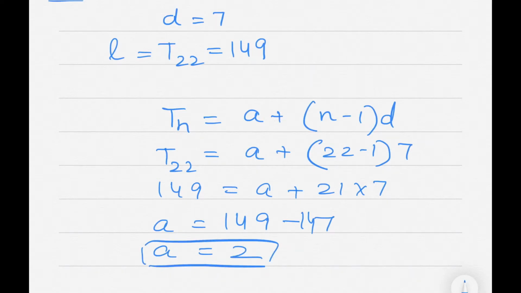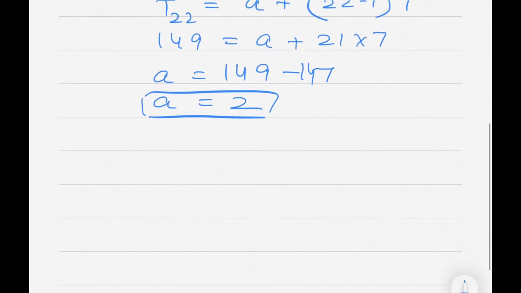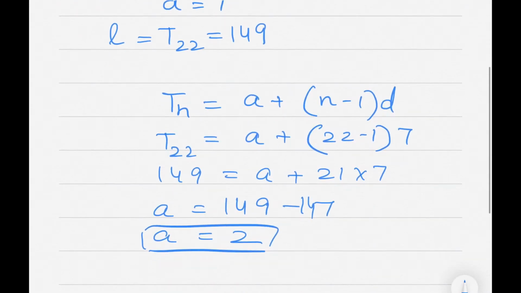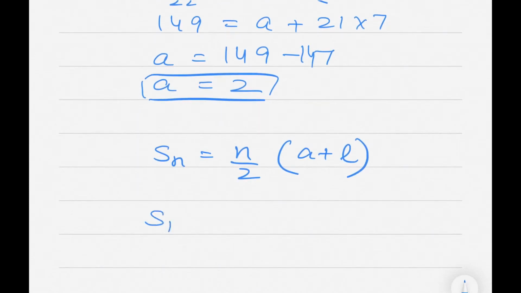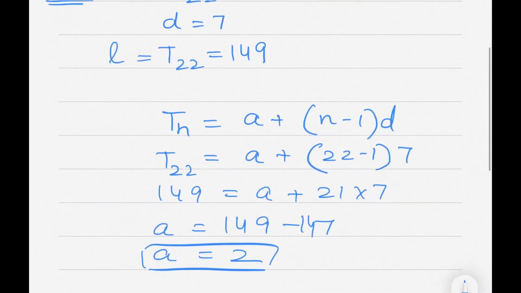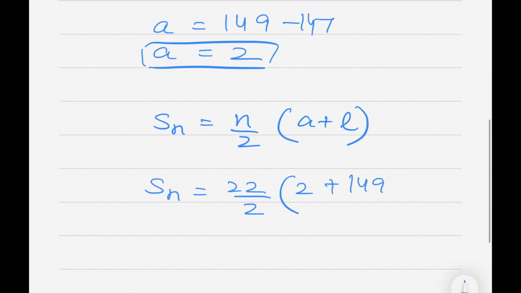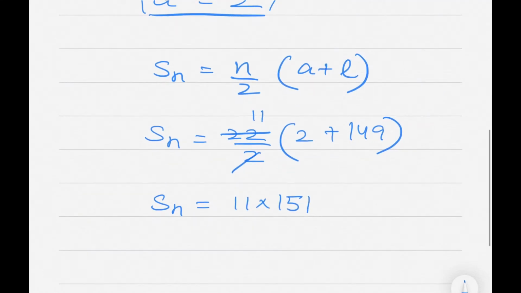Okay, so I can substitute this now. I have found out A, so now I can use this formula: Sn is equal to n by 2 (A plus L). So now Sn I have to find out. n is 22 by 2, A is 2, and my last term, the 22nd term, is 149. So Sn is equal to 11 into 151. So 151 times 11, that would be 1661. A little bit of rough work here.